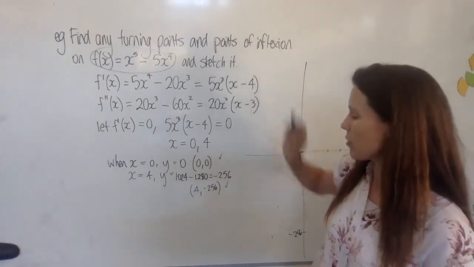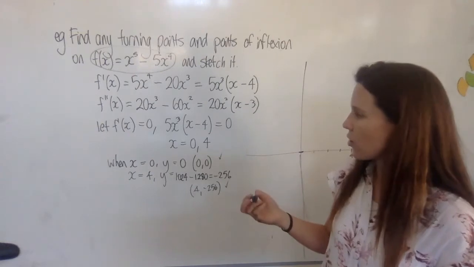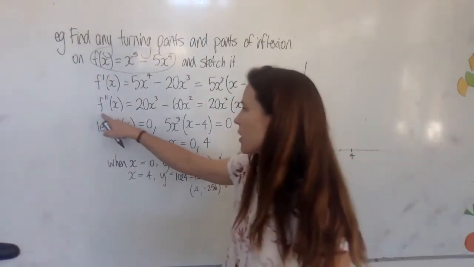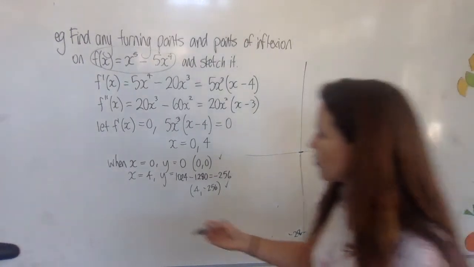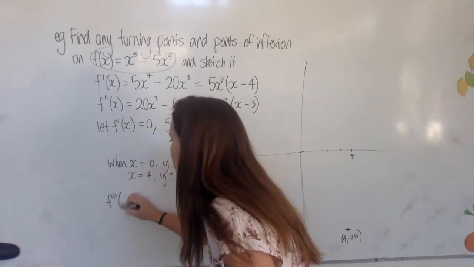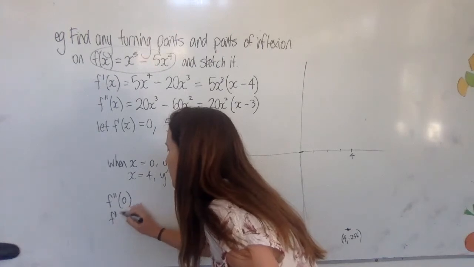Then we need to look for the points of inflection. So to find their nature, we want to see what the second derivative is doing at both of these spots when x is 0 and x is 4. So we need to find f double dash 0 and f double dash 4.